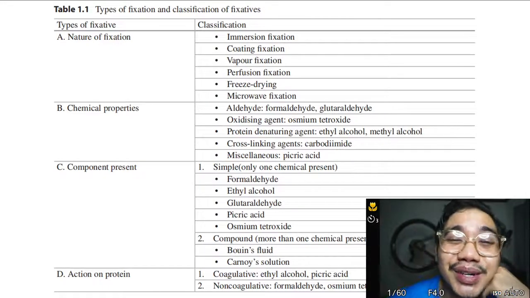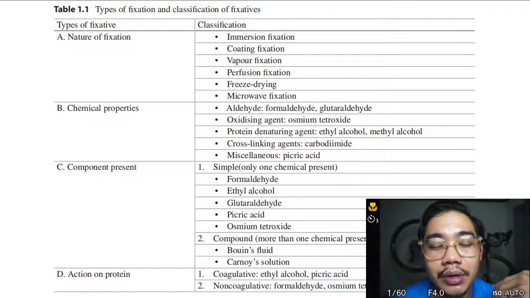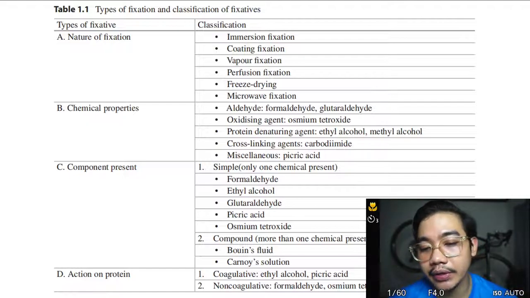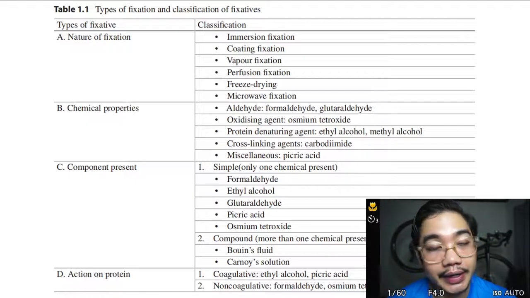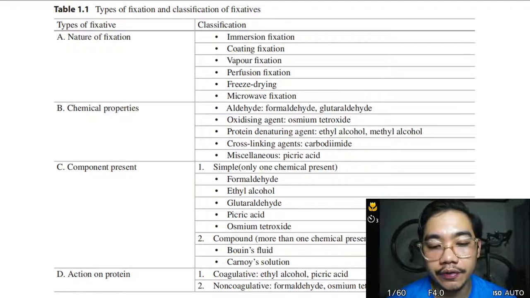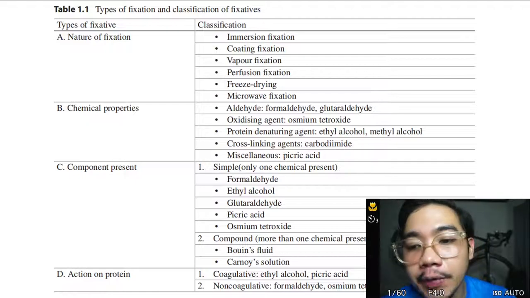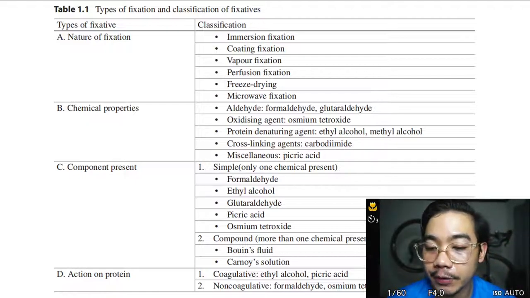It's irritating; even with aircon, our tears start dripping. So formaldehyde is very irritating. The advantage of glutaraldehyde is that it's less irritating, but it's very expensive compared to formaldehyde. And another thing, we can use glutaraldehyde for electron microscopy.